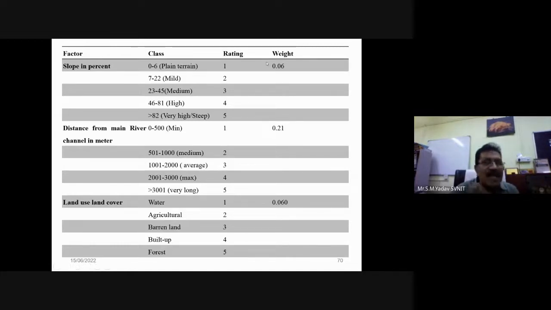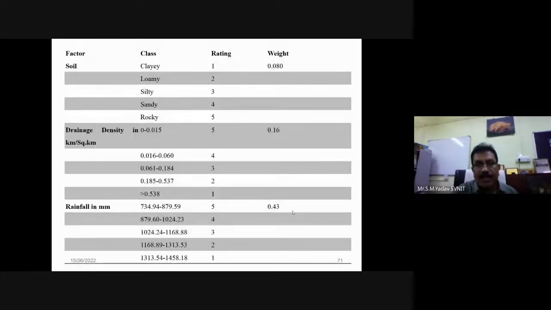On day 5, last session, I have designed one tutorial in which we will actually be doing this exercise and trying to find out the weights for it. So for slope in percentage, 0.06, distance from main river channel 0.21, land use land cover 0.060, soil that is 0.08, drainage density that is 0.16, and rainfall in mm 0.43. Why the rating is given 1, 2, 3, 4, 5, that I will explain in the further slide.